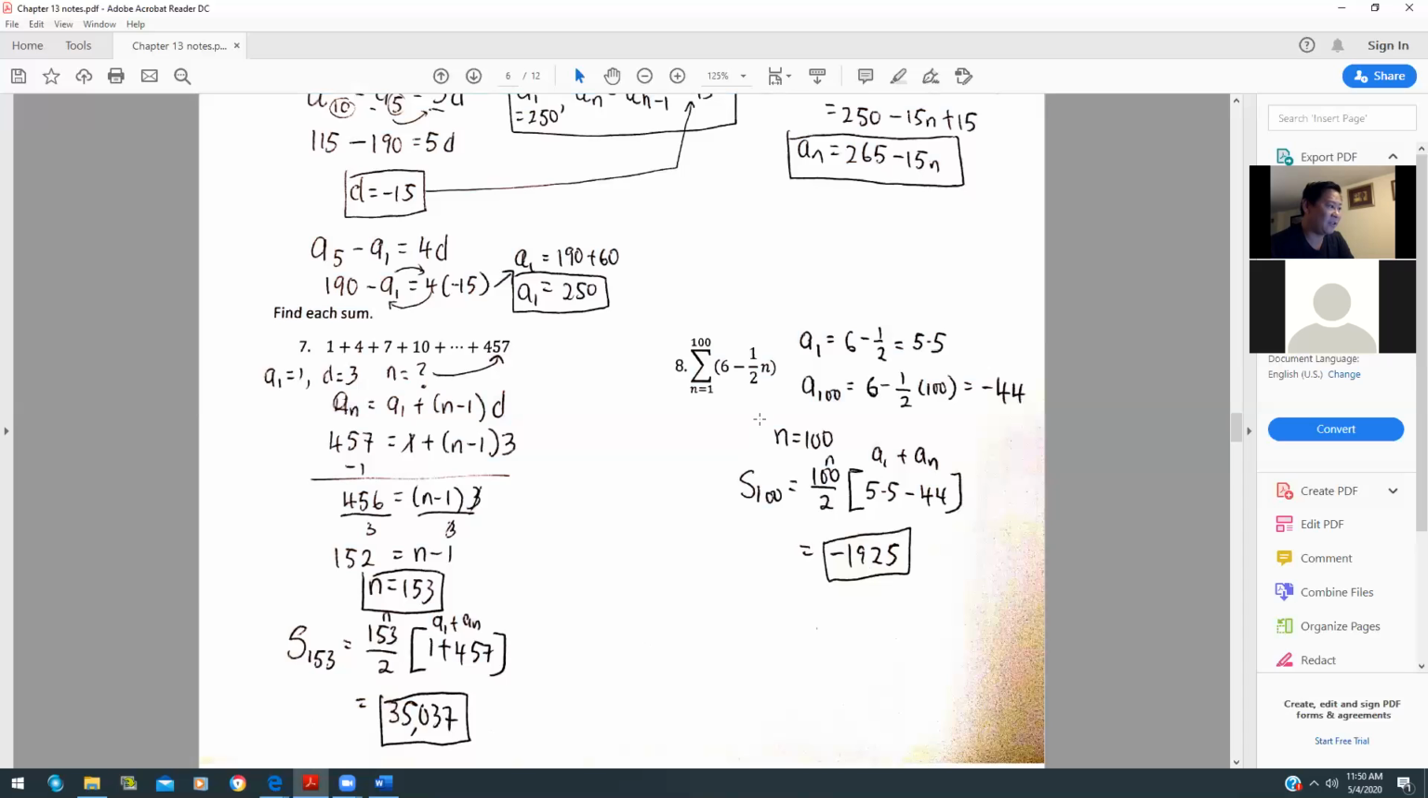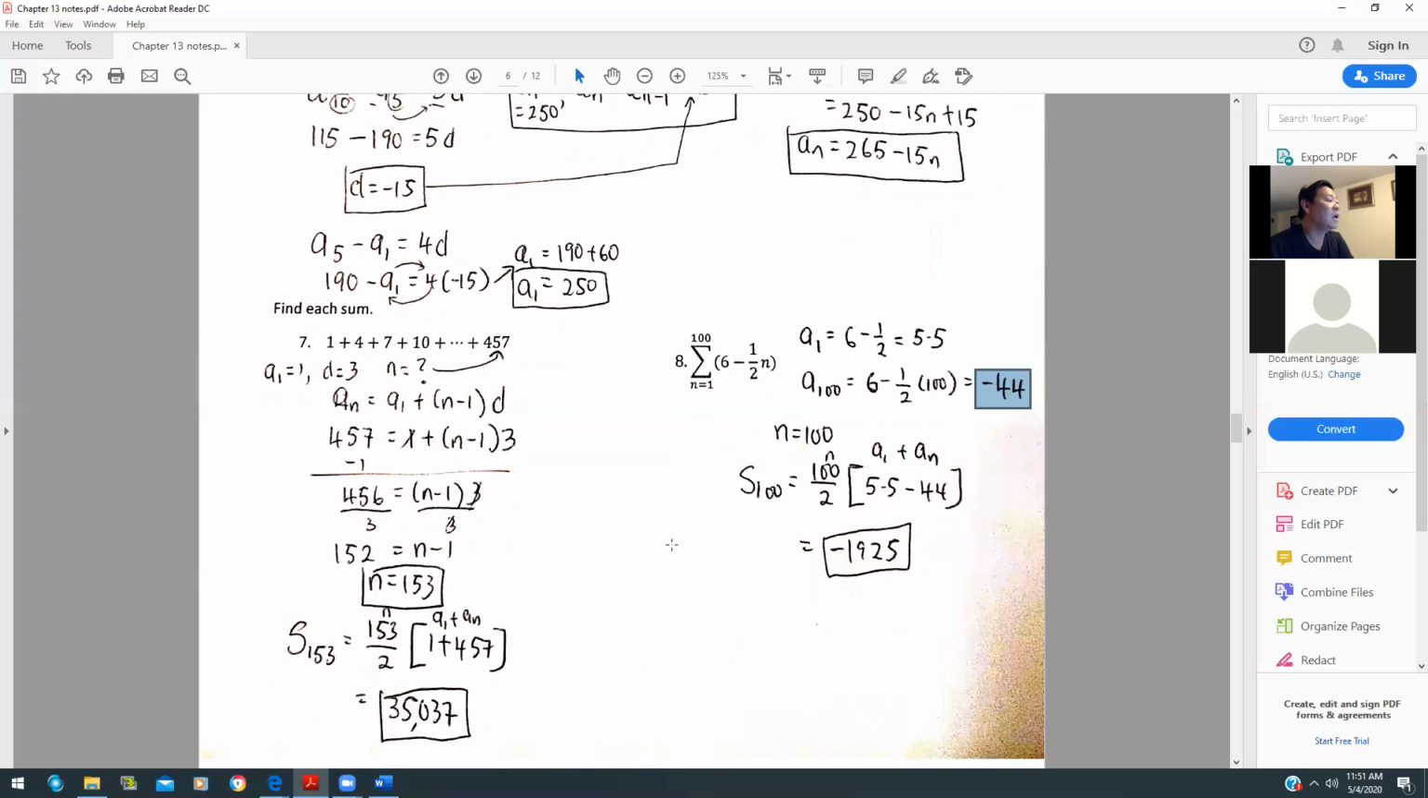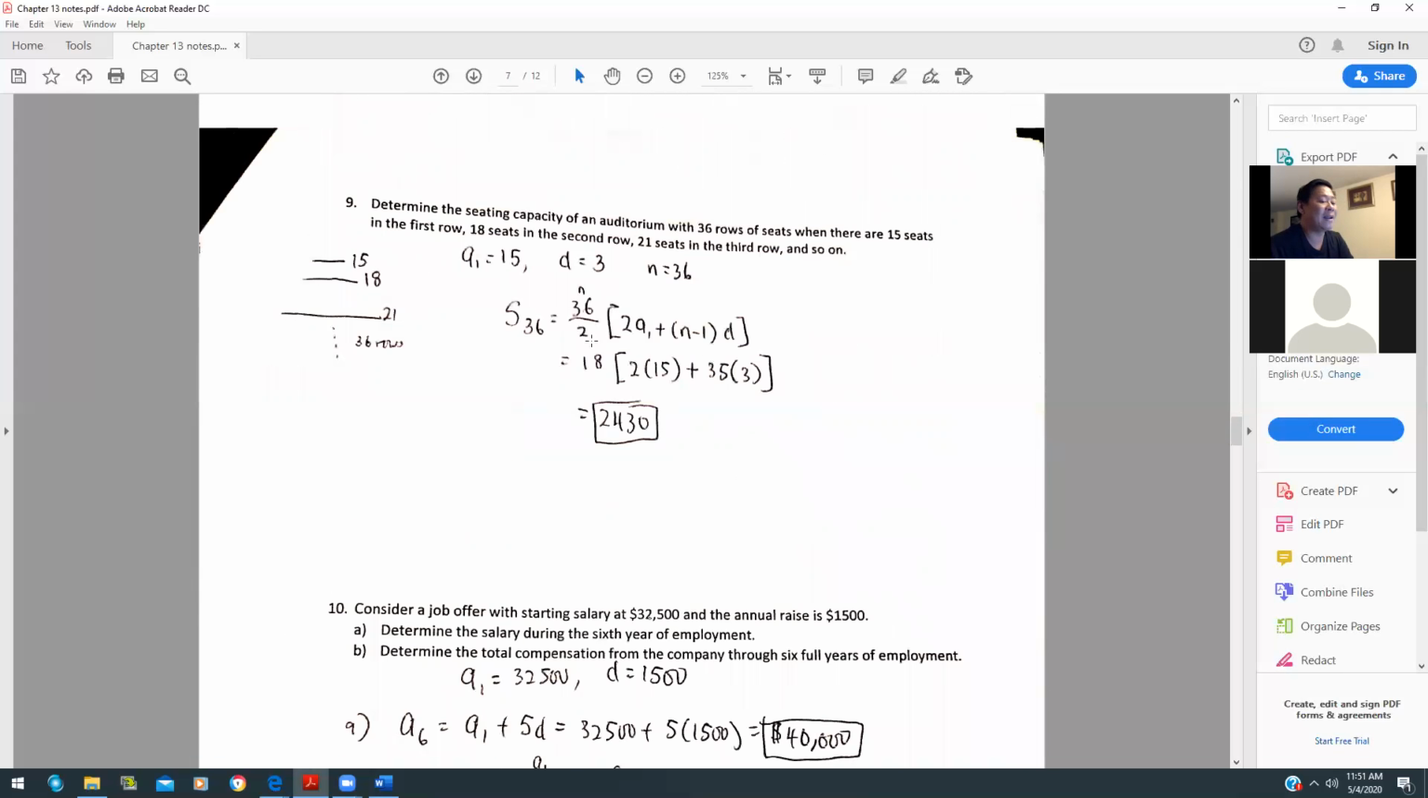So how you find the first term is you plug in n as 1, you get 5.5. And then you plug in n as 100, you get negative 44. So this is how you figure out your first term and your last term. And then the n is 100, and you plug all this into the same formula, and you get negative 1925.